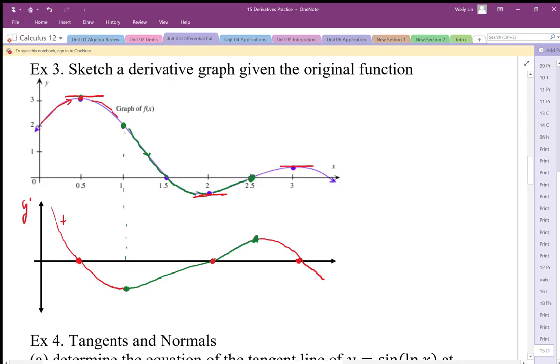So again, we want to start with the horizontal tangents. Those are the easiest to identify. Then we want to check for positive and negative slopes, and then we can look for these inflection points, which indicate where the graphs stop going down and start going up, and vice versa.